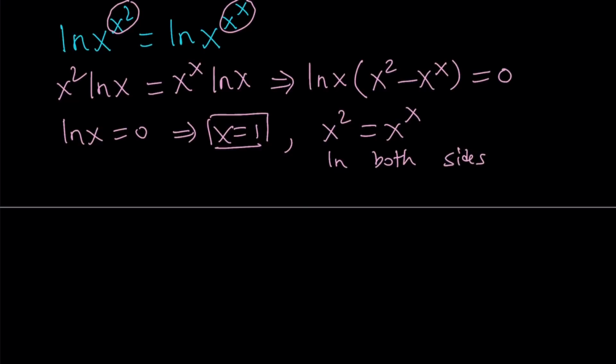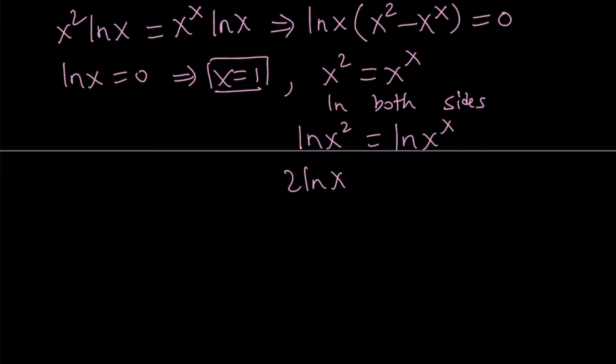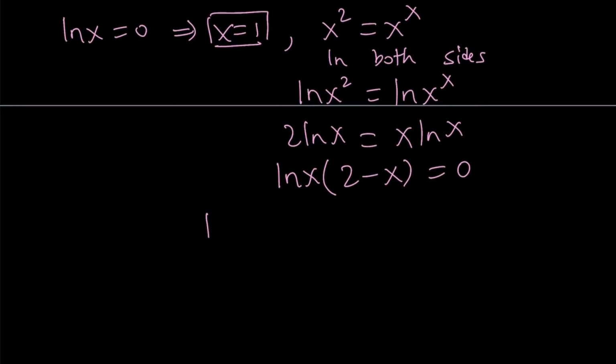And if you ln both sides, you get ln x squared equals ln x to the power x. And moving the powers again, we get 2 ln x equals x ln x. And as before, we can take out the ln x and write this as 2 minus x equals 0. So from here, we get two solutions. ln x equals 0, which is something that we had before, x equals 1. And then from here, we get x equals 2.